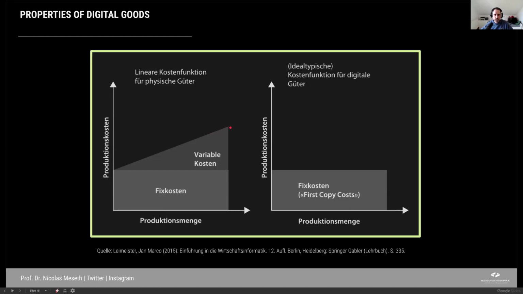So this makes physical goods more expensive compared to digital goods, where we only have the fixed costs and there's basically no variable cost with each additional product that we produce. And basically, if we calculate that and we have a large number of products that we're going to produce, we can basically almost offer our digital products for free.